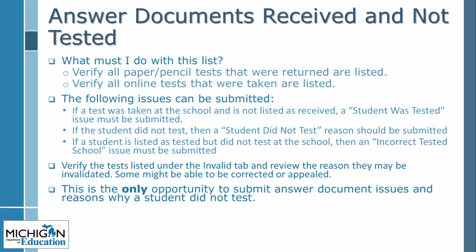There's an Invalid tab that lists students whose tests will be invalidated with a note about why the test will be invalidated. Some reasons for invalidation can be appealed or could be fixed in MSDS to ensure the student receives a valid score. Make sure that you review these so that invalid tests are reported correctly. This is the only opportunity to report any possible issues that could be resolved and to submit a reason why a student did not test for a possible accountability exemption.